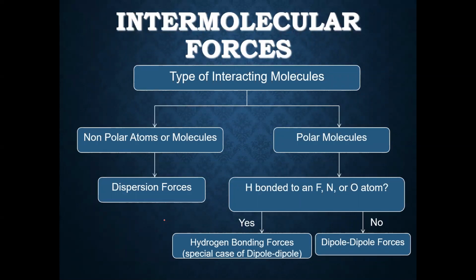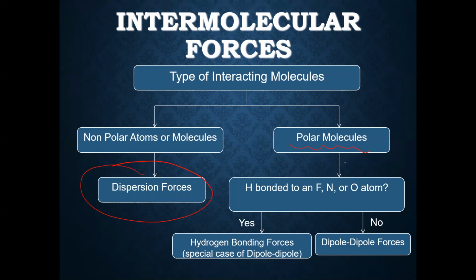General flow chart when we're looking at molecular things. So types of interacting molecules, first we need to see if it's polar or nonpolar. If it's nonpolar, all it will have is dispersion. Now again, everything has dispersion, but if it's a polar molecule, it might have something stronger than dispersion.